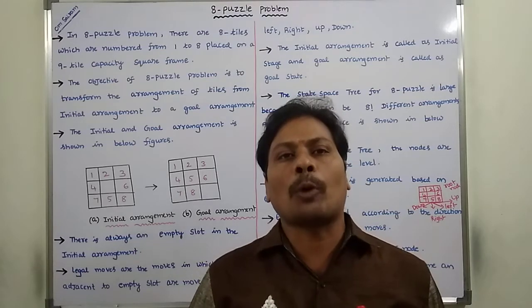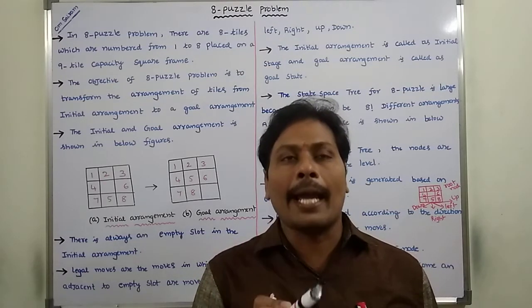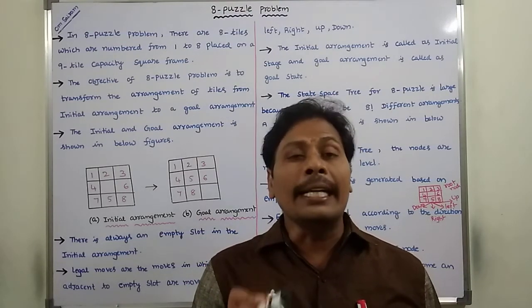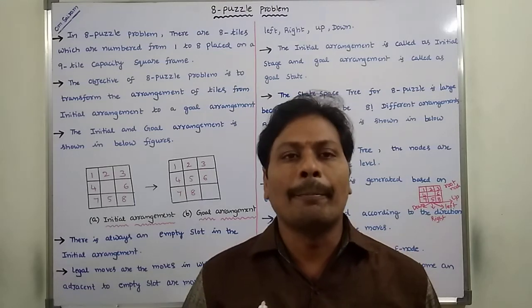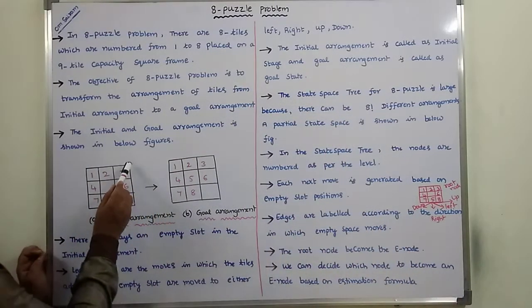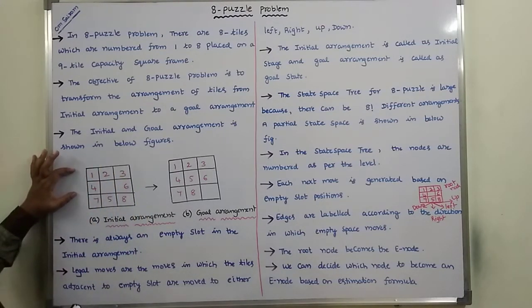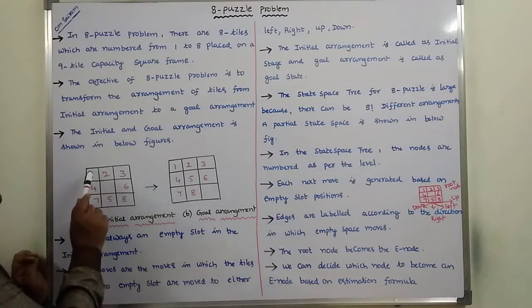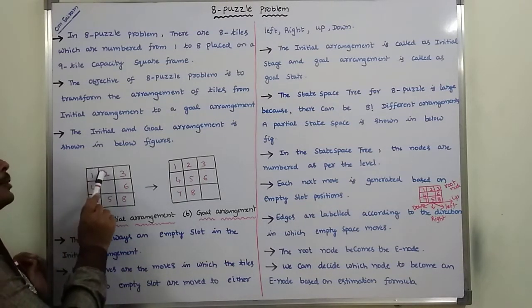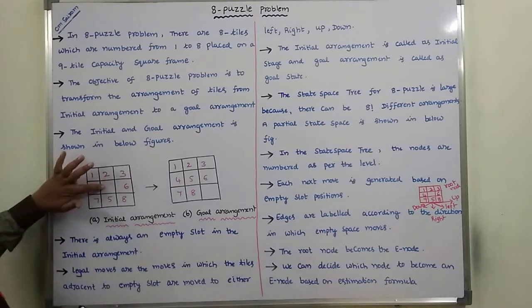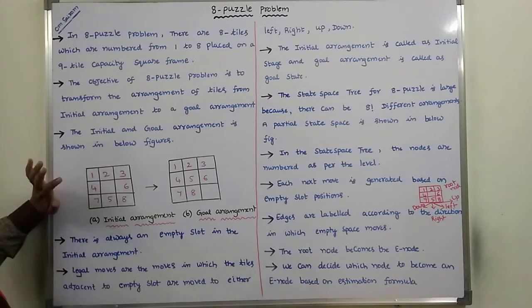In the 8 puzzle problem, there are 8 tiles numbered from 1 to 8 on a 9 tile capacity square frame. So this is the 9 tile capacity square frame. On that square frame, there are 8 tiles numbered 1, 2, 3, 4, 5, 6, 7, 8. But one tile is empty, which is called the empty slot in the 9 tile capacity square frame.